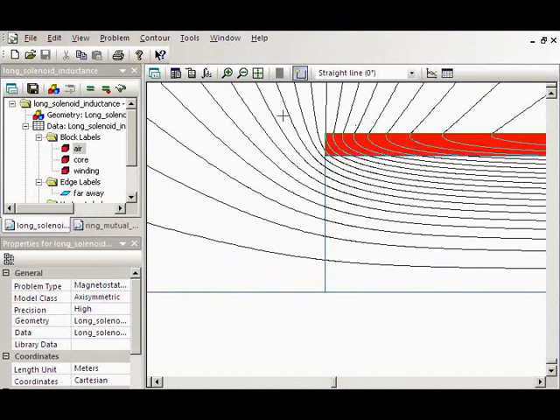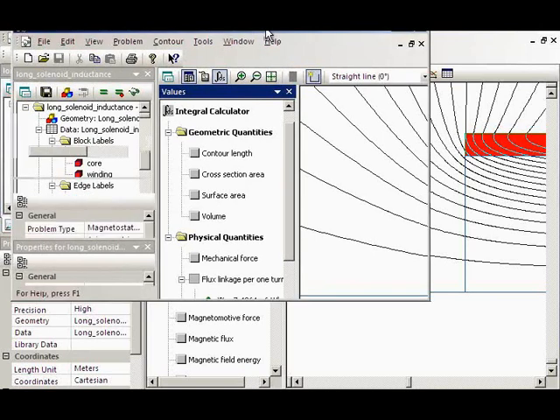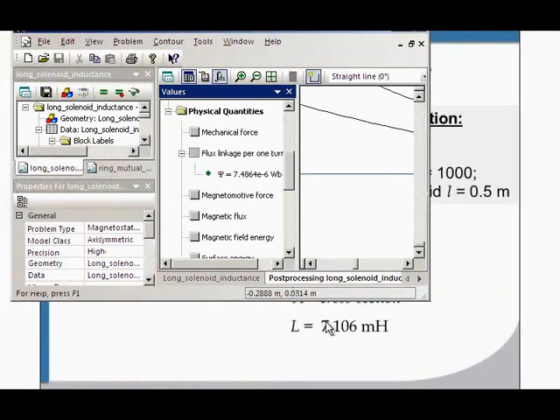I select the winding, calculate the flux linkage, multiply this value by the square of the number of turns and divide it by the total current value, 1000 ampere, and the inductance would be 7.48 mH. This is the inductance of the real solenoid with the external field and side effects. And the inductance calculated by the theoretical formula for the ideal solenoid is not the same as the inductance of the real solenoid.